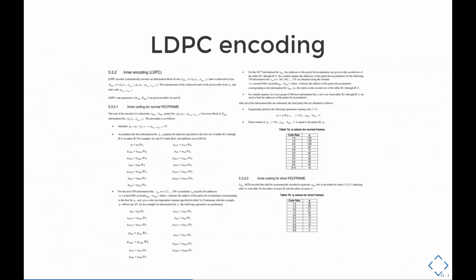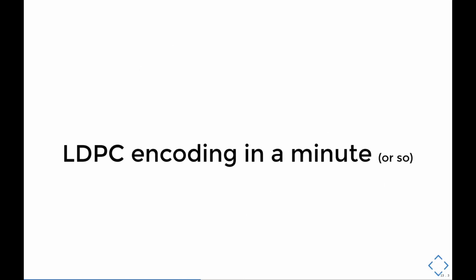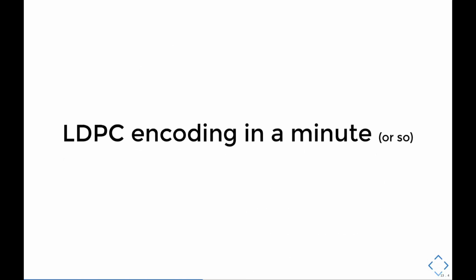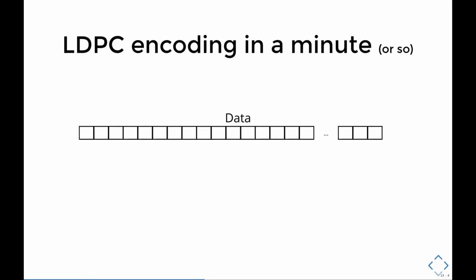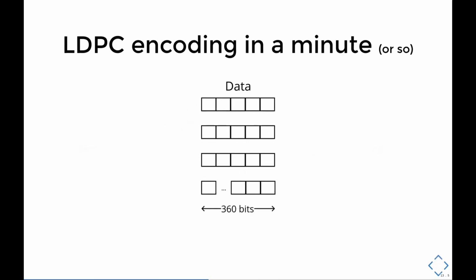This is the text for the encoding process as it appears in the spec, but I figured it might be a little too boring if I just read this. So what I'll try to do instead is show you how the process looks in a minute or so. We start with a data frame. This data frame has a certain length. For this example, it doesn't matter really what the length is, but the spec defines the frame as having k LDPC bits. This frame is then divided in groups of 360 bits each.